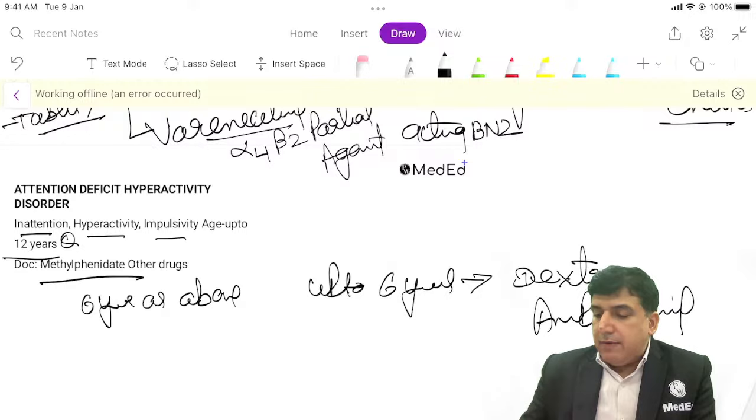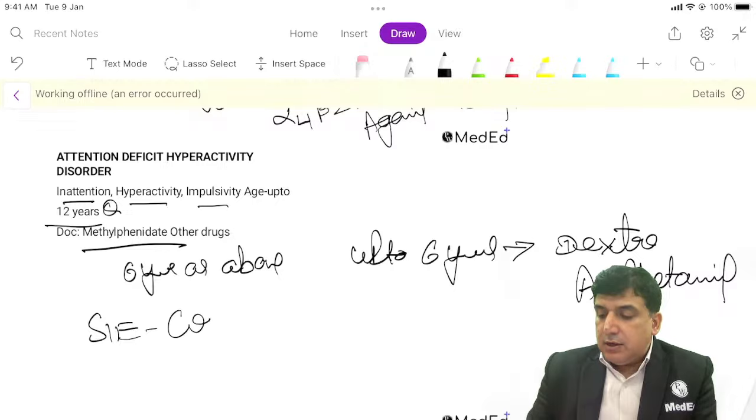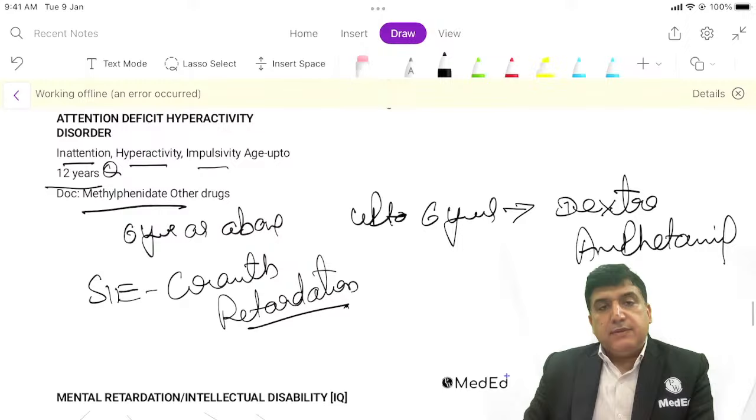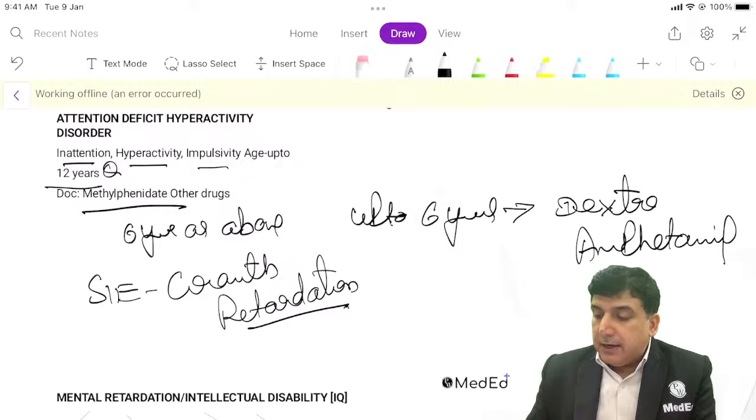Dextroamphetamine. Why don't we use methylphenidate below 6 years? Because the serious side effect of methylphenidate is what? Growth. We use therapy, but the main treatment of choice in attention deficit hyperactivity disorder is what? The medicine. For 6 years or above it is methylphenidate, and below 6 years, dextroamphetamine.